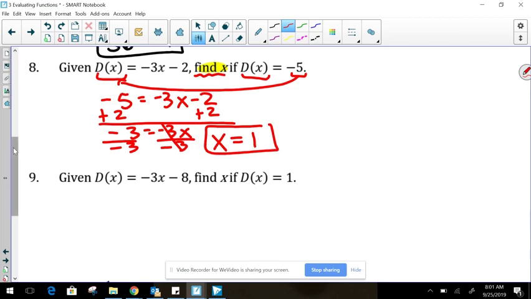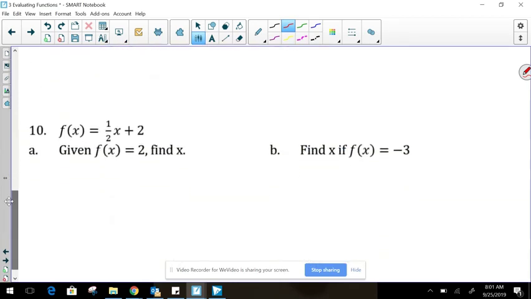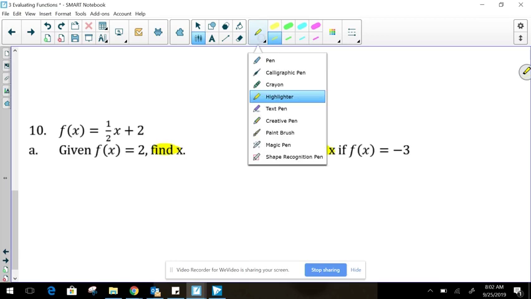All right, last part. Let's skip down to 10. We have f of x is equal to 1/2 x plus 2. There's just 2 different ways to write this same question, so I gave you both different ways so we can just be comfortable with those. In both cases, though, it says find x. So I would highlight that or mark that.